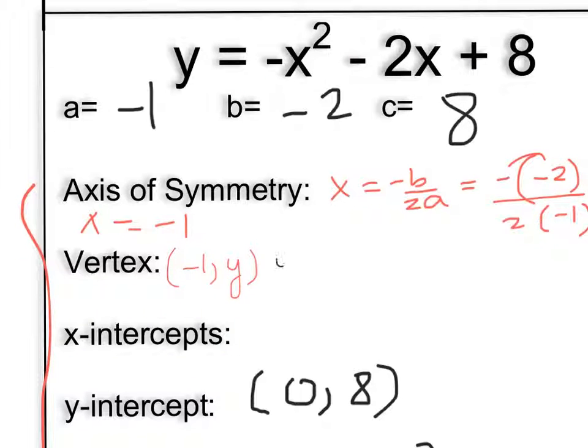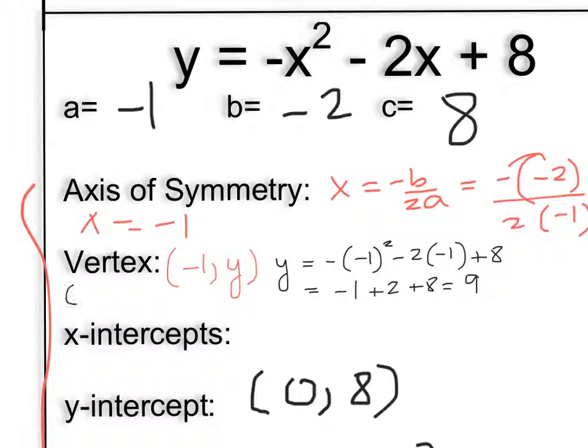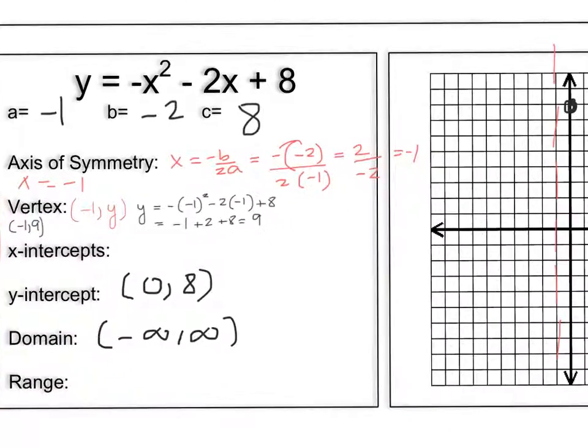So y is going to be equal negative 1 to the power 2 minus 2 times negative 1 plus 8. Now let's do this together. Negative 1 to the power 2 is just a 1. Negative 2 times negative 1, that's a positive 2. Copy the positive 8. 8 plus 2 is a 10, minus 1 is a 9. So my vertex is going to be negative 1, 9. Now let's plot that point, negative 1, 9.